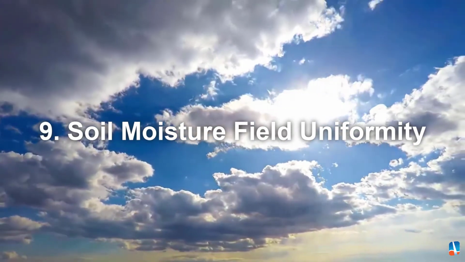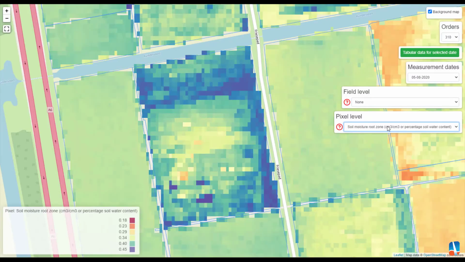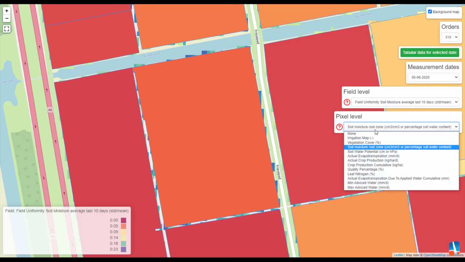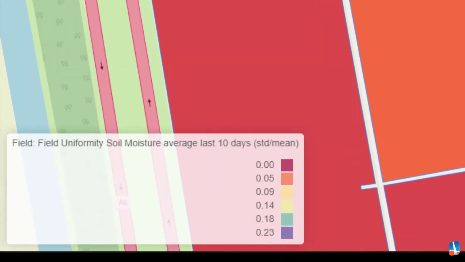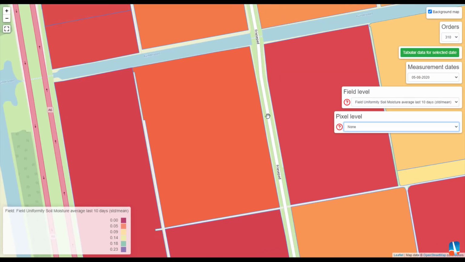Number 9. Soil moisture field uniformity. If the irrigation advice or soil moisture root zone pixel map shows high variability, then you can conclude that irrigation water is not equally distributed or there is a large variability of soil properties. It is important to keep your field uniform. Field uniformity is expressed as the standard deviation divided by the mean soil moisture. A field with 0.00 uniformity means that it is 100% uniform.